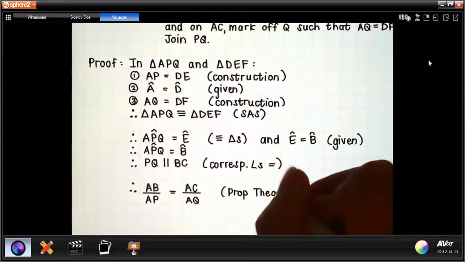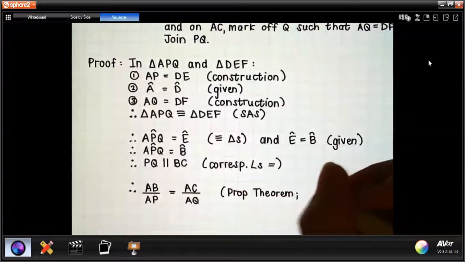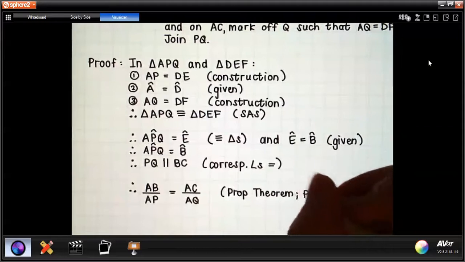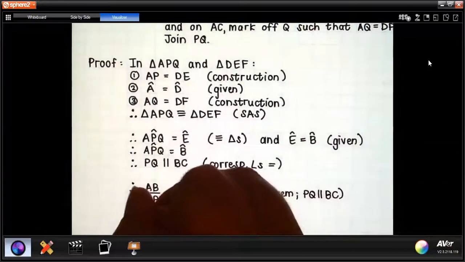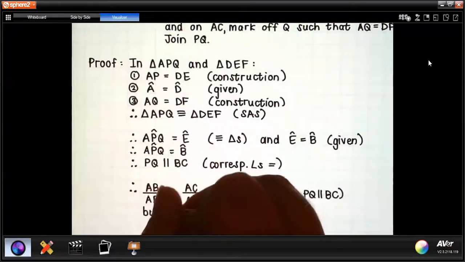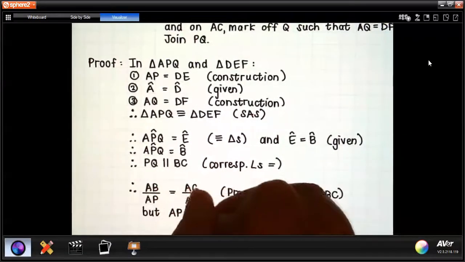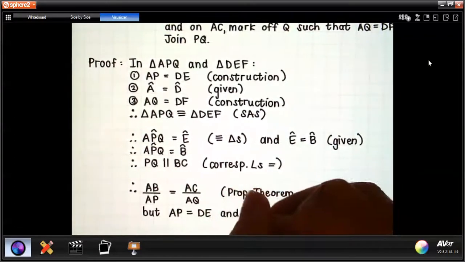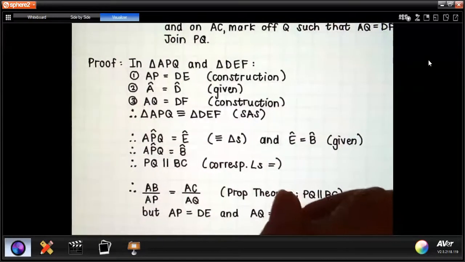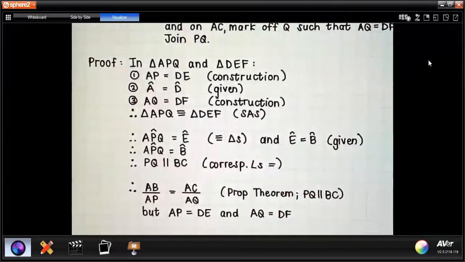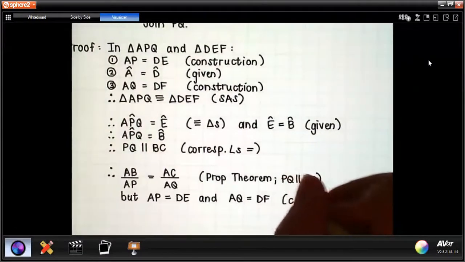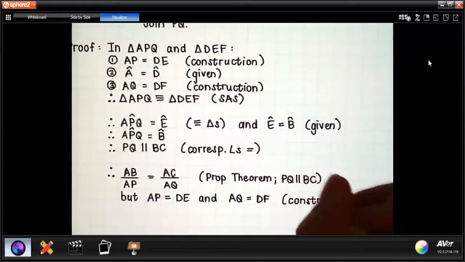And remember, for the proportion theorem, you have to state which lines are parallel. It's the two lines that we proved parallel in the previous step. So PQ is parallel to BC, but AP is equal to DE and AQ is equal to DF. That again was because we constructed them to be equal, so your reason for that can just be construction.